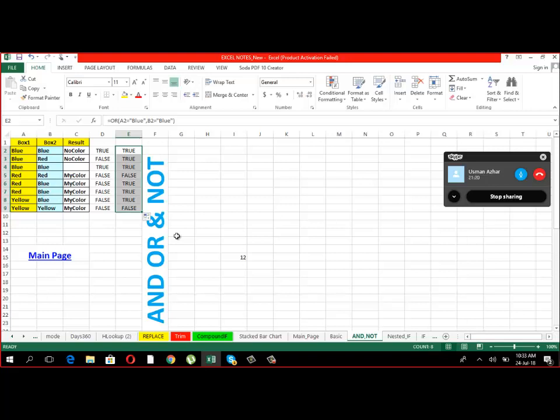OR is behaving like either. If one is blue, then it is true. And for AND, if both are blue, then it is true. If only one is blue, it is not, because the output of an OR or an AND function is either true or false.